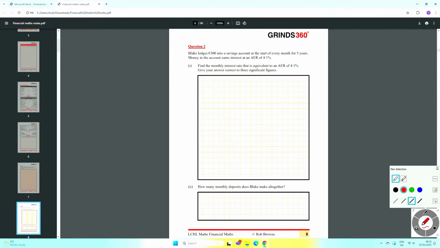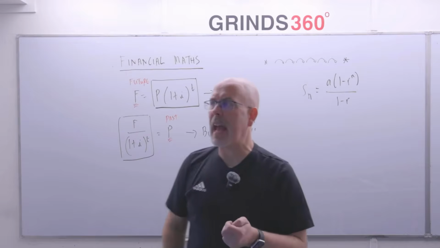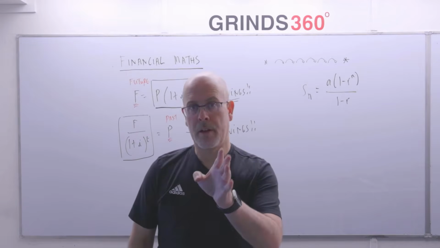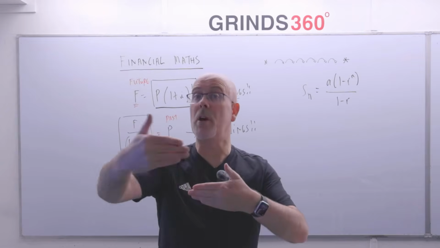So here's question 2. You can see there it says Blake lodges €300 into a savings account at the start of every month for 5 years. Money in the account earns interest at an AER of 4.1%. Notice the slight tweak in this one. This time Blake is saving every month, not every year, every month for 5 years. So you're going to be putting money into the account every month.